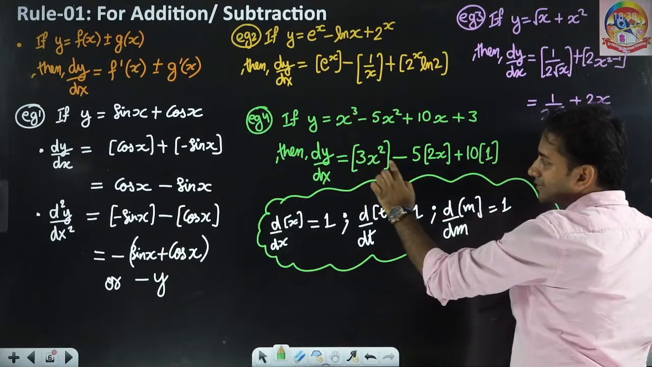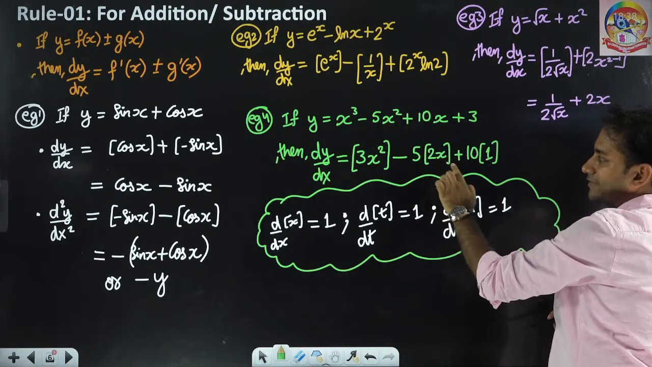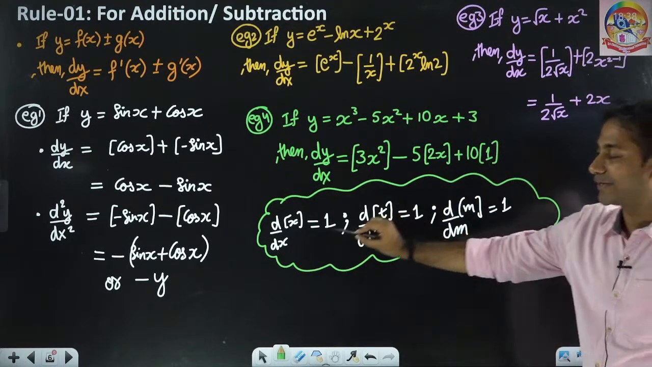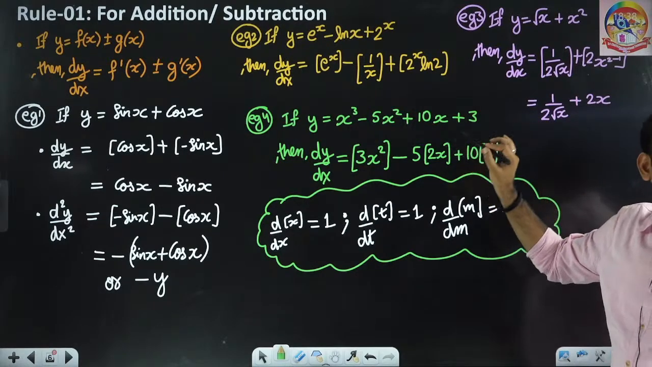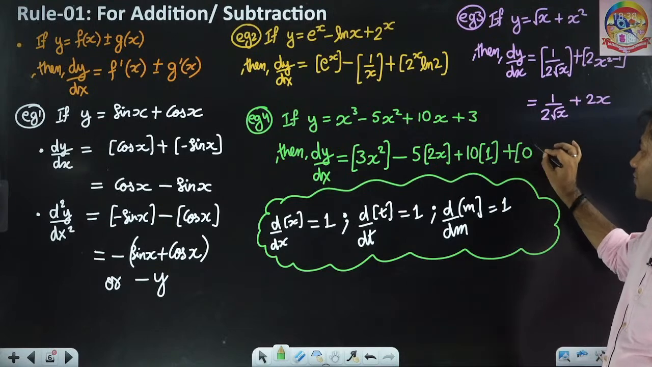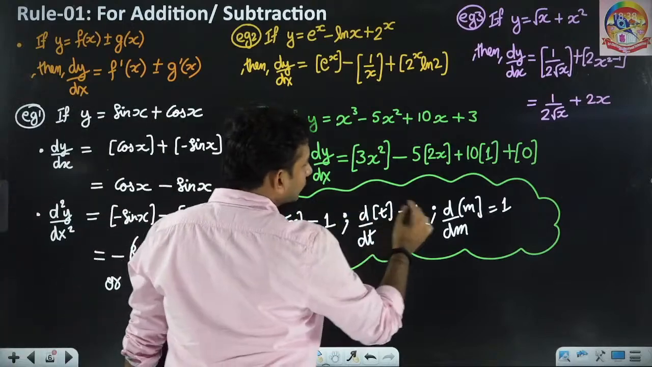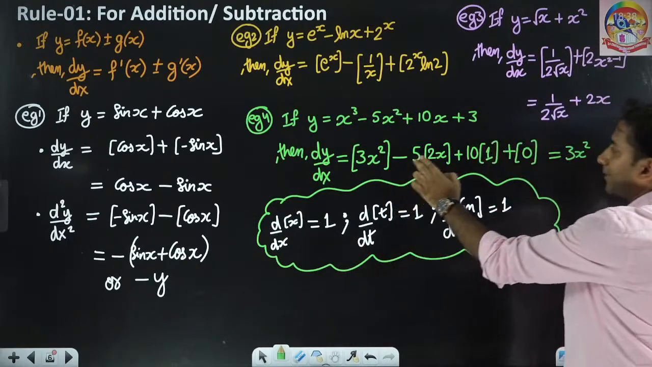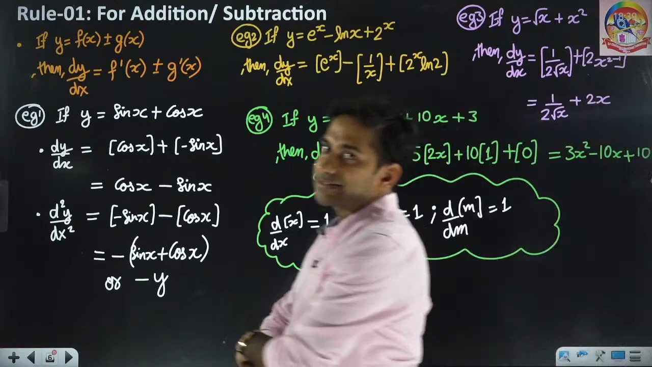So, x cube derivative is 3x square, minus 5 will simply stand there. x square derivative is 2x, plus 10 will stand as it is. x derivative with respect to x is 1, plus the constant's derivative. 3 is a constant, and a constant's derivative is going to be 0. So what is your final answer, dear? Your final answer will be 3x square minus 5 into 2x, which means minus 10x, plus 10. So 3x square minus 10x plus 10.